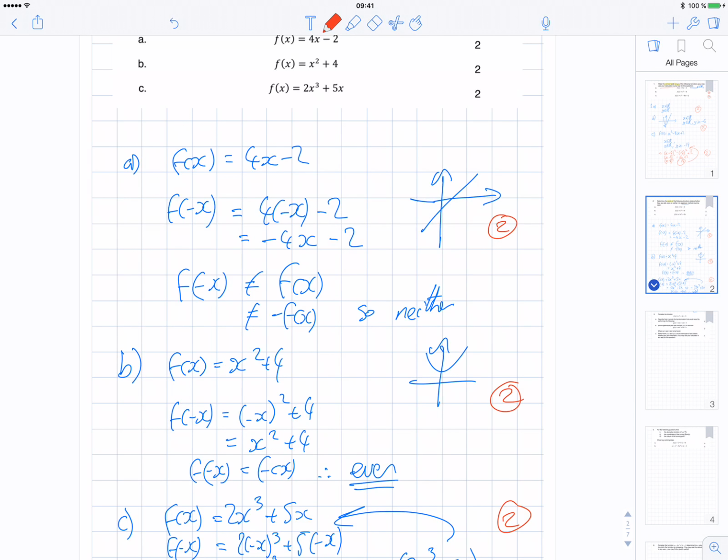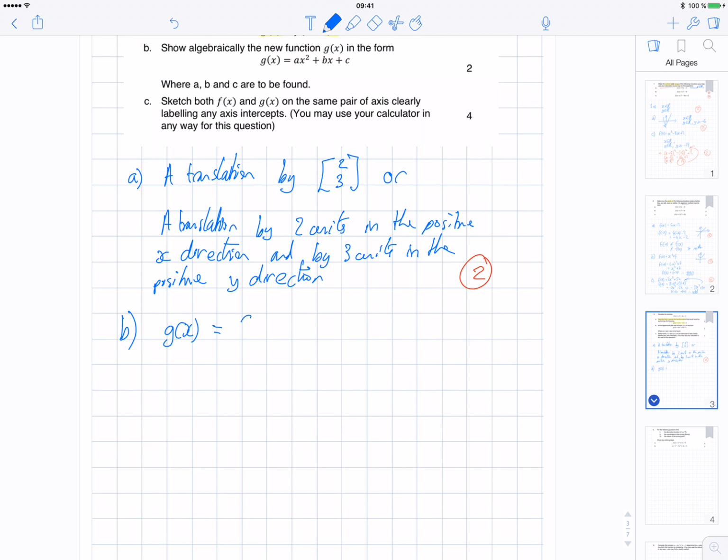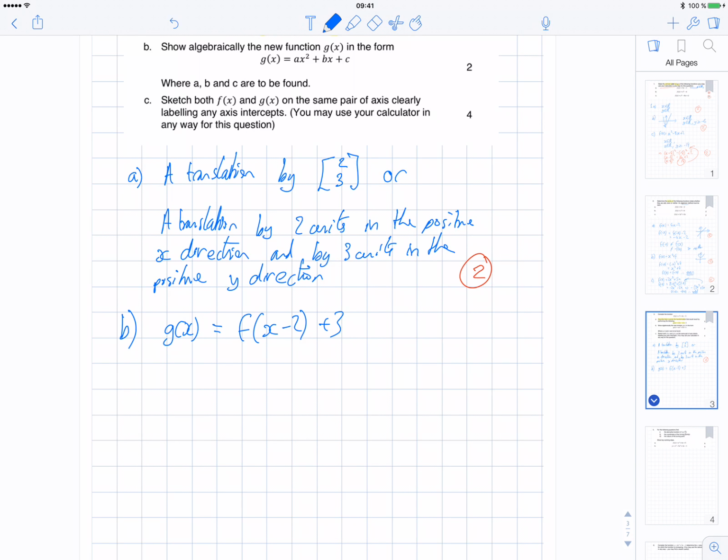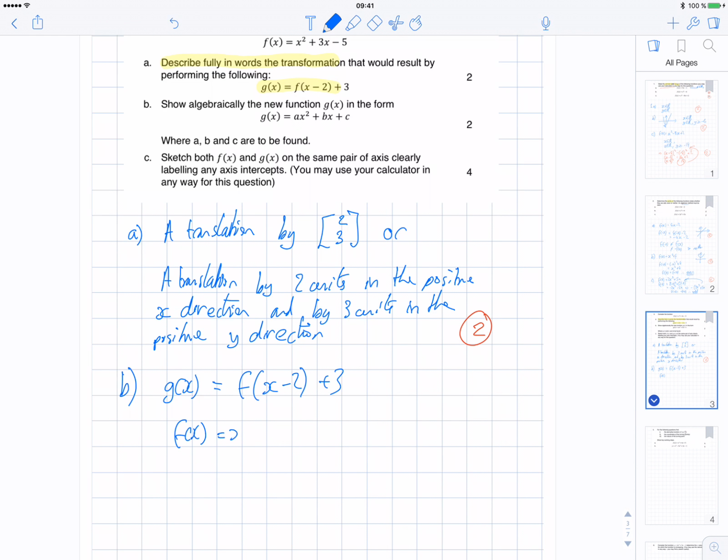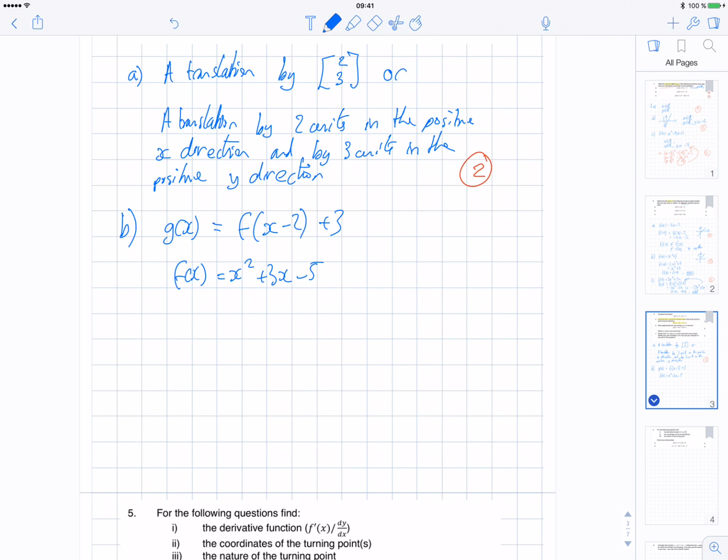Show algebraically the new function in the form of that. So we know that g of x is equal to f of x minus 2 plus 3. So we know what f of x is. F of x is equal to x squared plus 3x minus 5. So I just need to replace, every time I see an x, I replace it by this x minus 2.